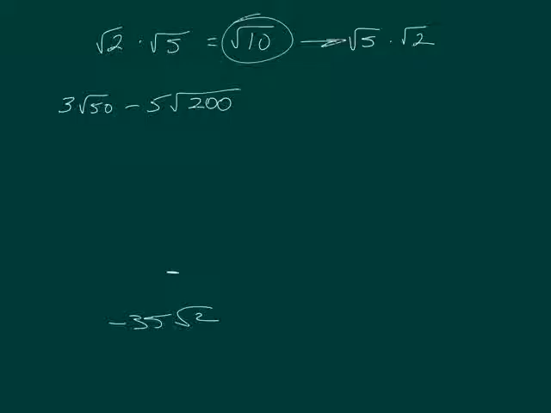Get rid of all this. Example number 2 says that we have 3 square root of 2 times 4 square root of 12 times 2 square root of 3. So notice these are multiplied by each other, not added or subtracted.